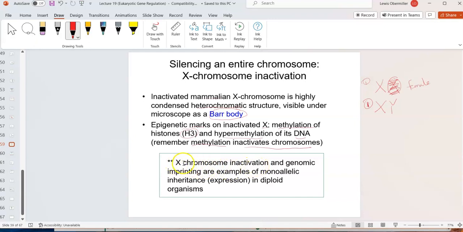So this note just says X chromosome inactivation, as well as genomic imprinting, are monoallelic inheritance. That means that no matter what is on this chromosome, it's off. So you're really only getting one active allele. And that's what we mean by monoallelic inheritance in diploid, two copies, diploid organisms.